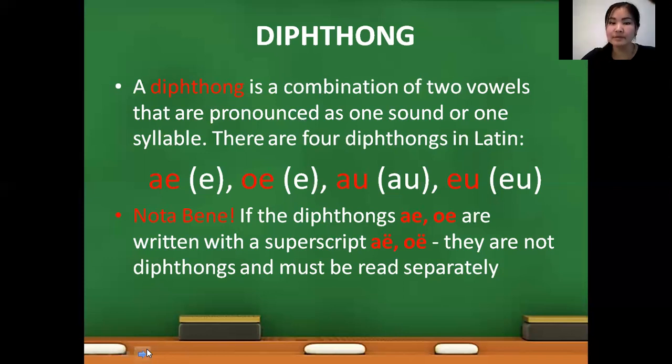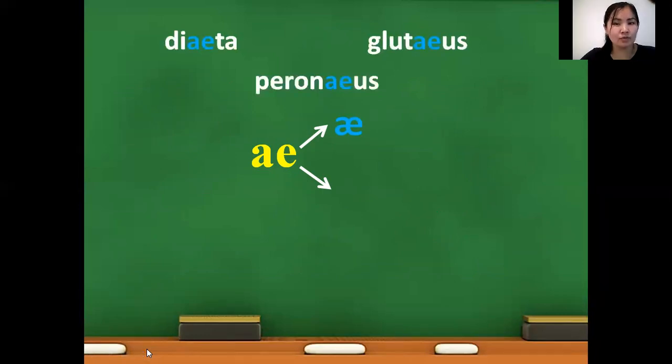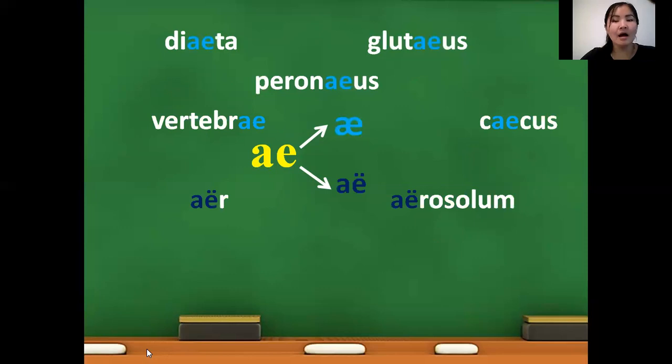Let's see examples. This diphthong, ae, in usual cases produces sound e: dieta, gluteus, peroneus, vertebra, caecus. In case of the two dots on the top of e, it is not a diphthong anymore and must be read separately: aer, aerosolium, aerophobia.